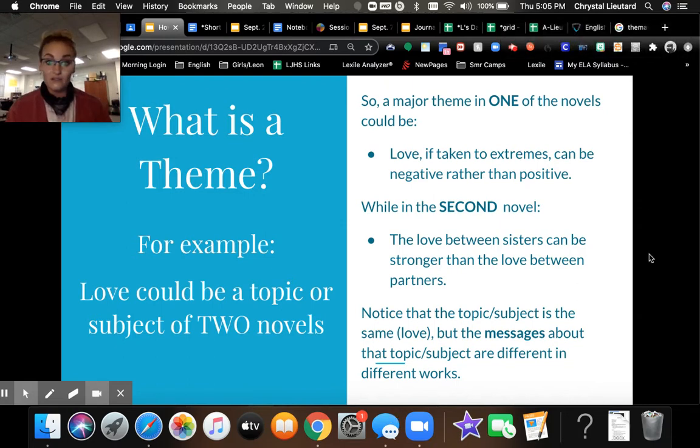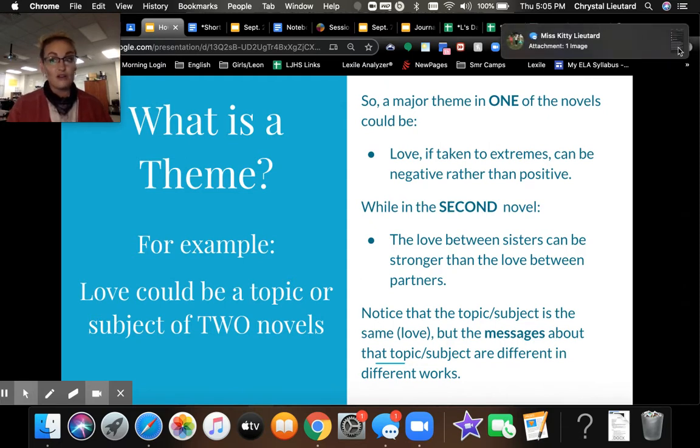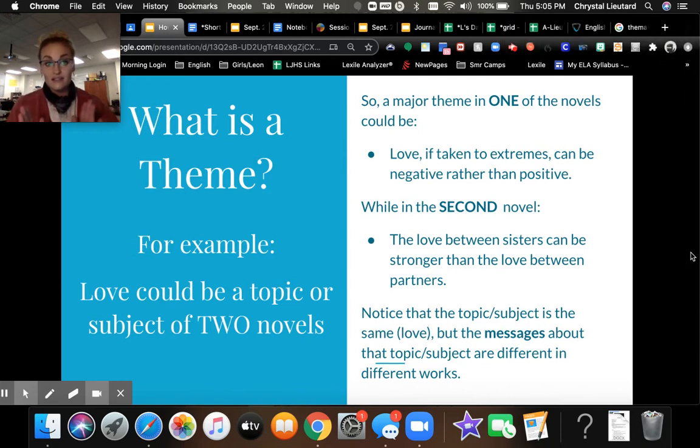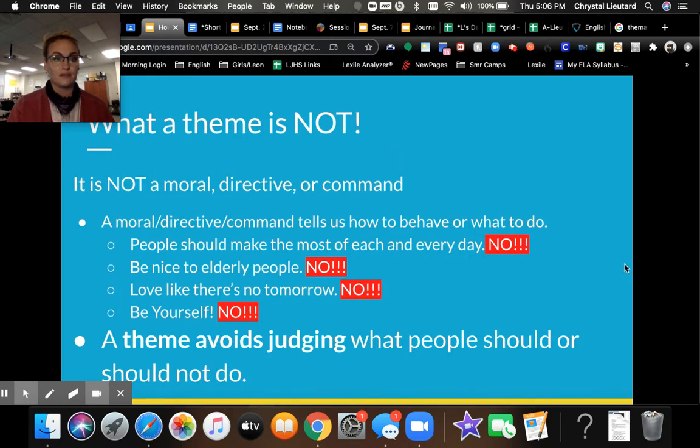In a second novel, it could be the love between sisters can be stronger than the love between partners. So if you notice, the topic or thematic idea is still love for both stories, but the messages are different in the two different works, okay?